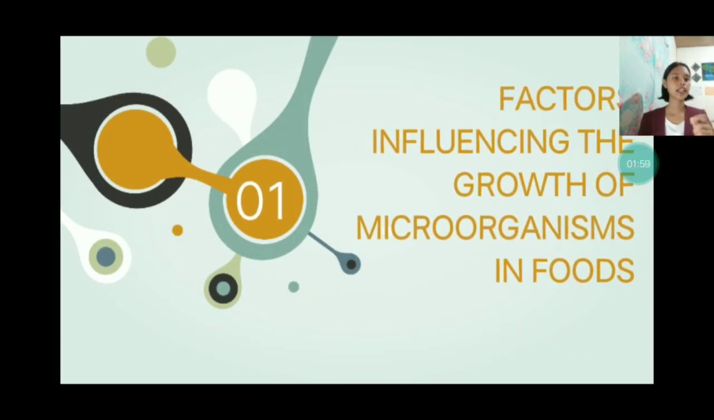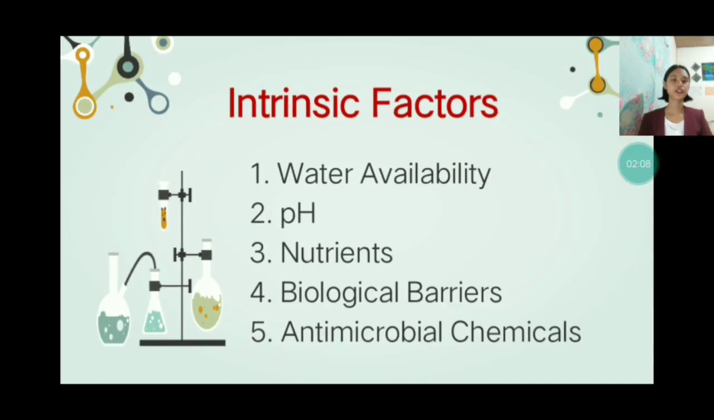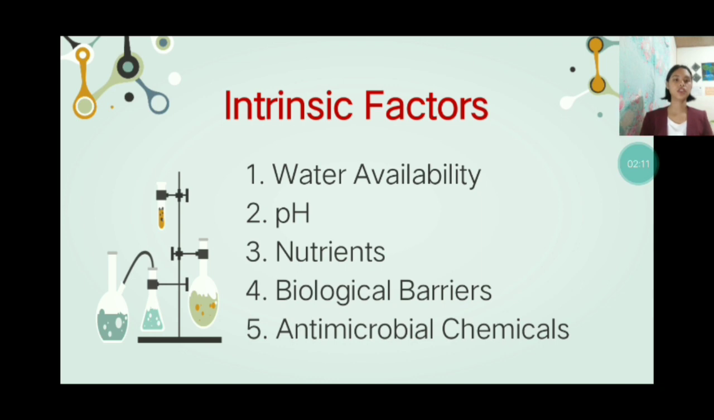So first, let's discuss the factors influencing the growth of microorganisms in food. The first factor is intrinsic factors. Under intrinsic factors is water availability. Food products vary dramatically in how much water is accessible to microorganisms. Fresh meats and milk, for example, have ample water and will support growth of many microbes. Bread, nuts, and dried foods, on the other hand, provide a relatively arid environment.